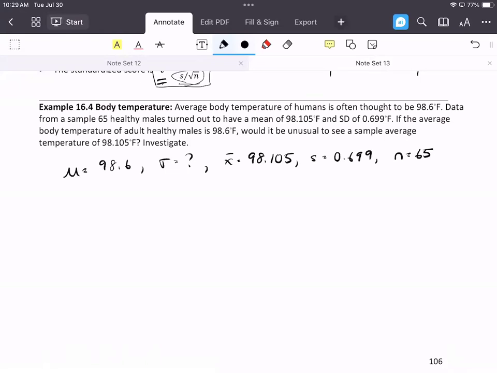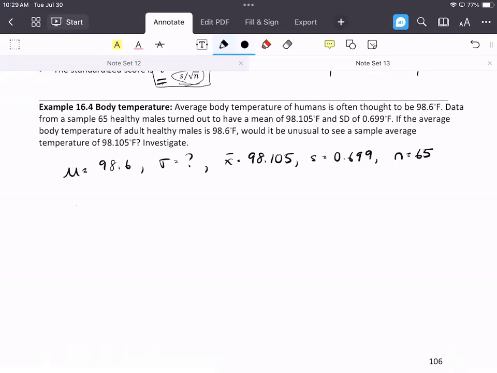You're going to notice that sigma is unknown here. We're not told what that population standard deviation is. It's not known. So we cannot use the z-score here. Instead, we're going to use the t. Okay. So how would I know that I could use t? Well, we're going to stick with the n greater than 40, and n is greater than 40 here.